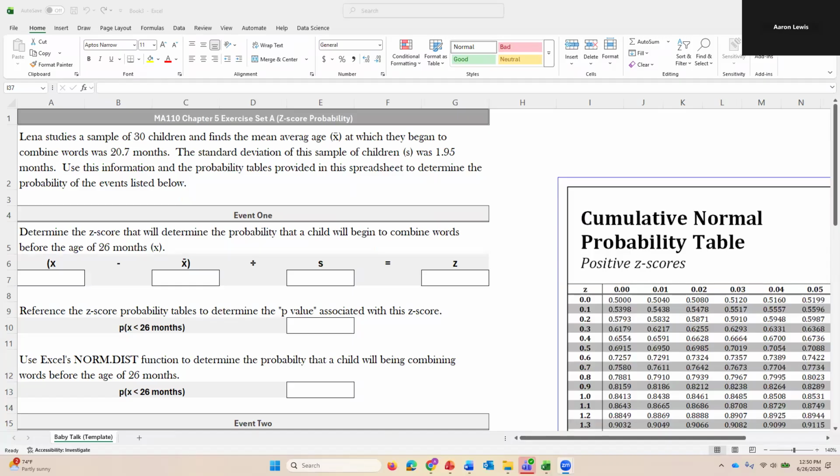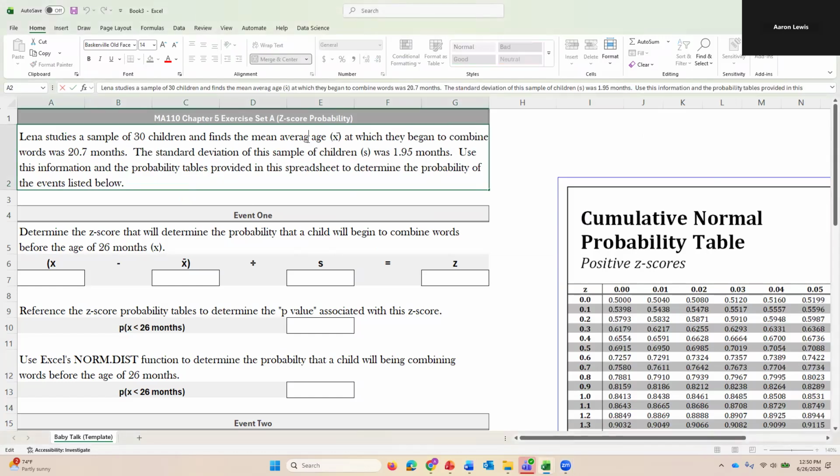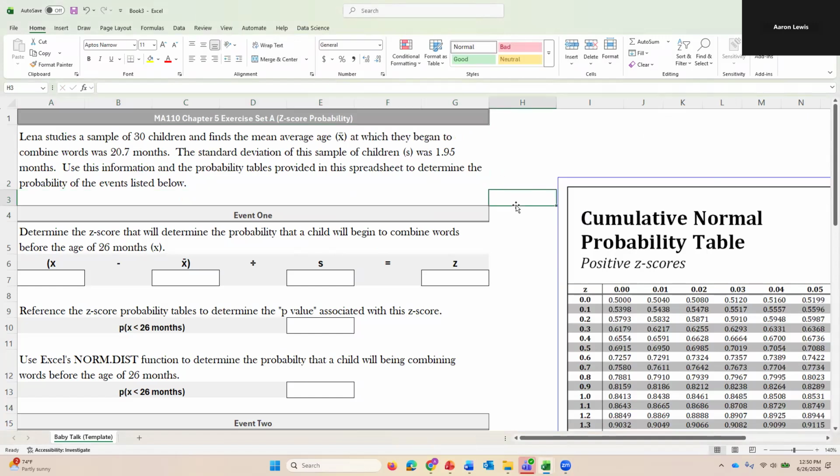In this example problem, we're going to find probability based upon the relationship between how far a certain point that you're looking for in the data would be from the data's average, and that is measured in stats terms as a standard deviation. So for the purpose of this problem, we are going to be looking at a sample of 30 children, and these 30 children are going to begin putting words together into sentences at a mean average age of 20.7 months, and the standard deviation of these 30 children sampled was 1.95.